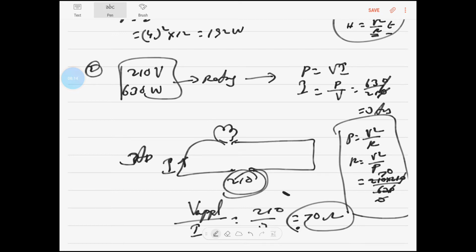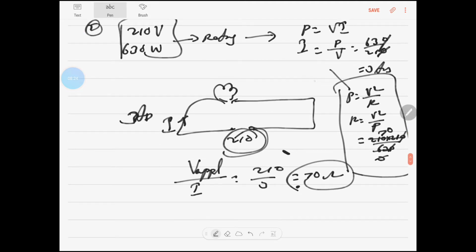P is equal to V square by R. V square is 210 squared, power is 630. So 21 3s are 70, you still get the same. There is no change. Okay. So you can calculate it either way, it doesn't matter.